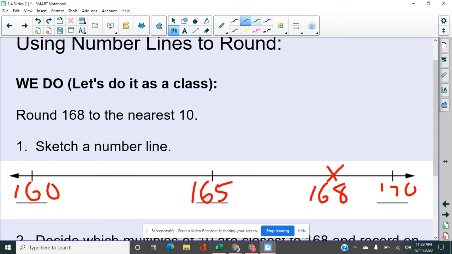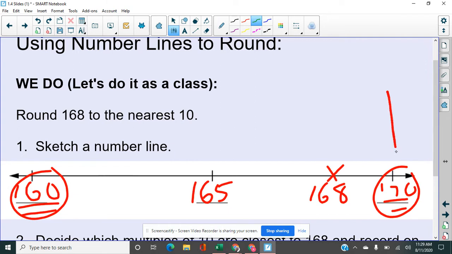And then to get my answer, right? Which is it closer to? Is it closer to this 160 or is it closer to this 170? And the answer is it's closer to 170. So my answer, what I would write down is 170.